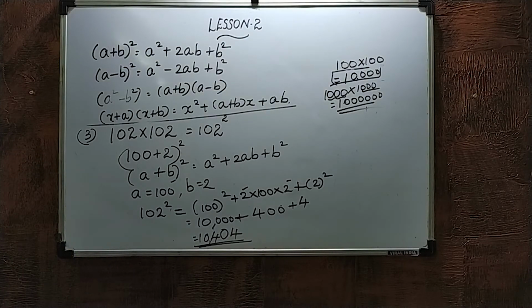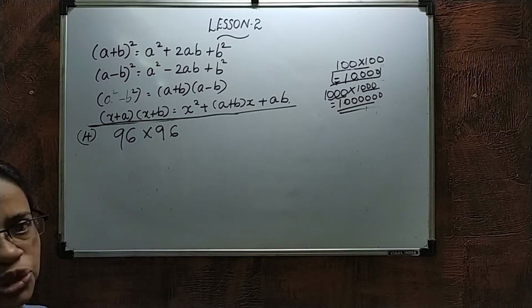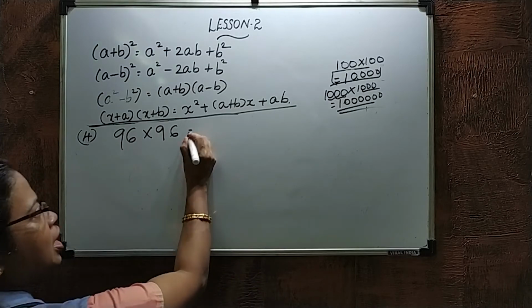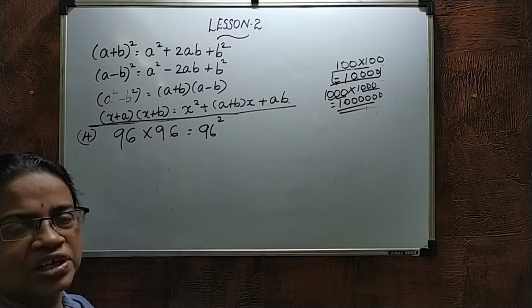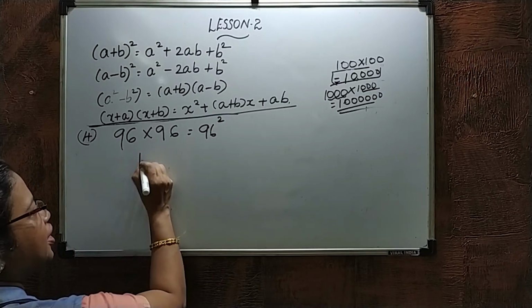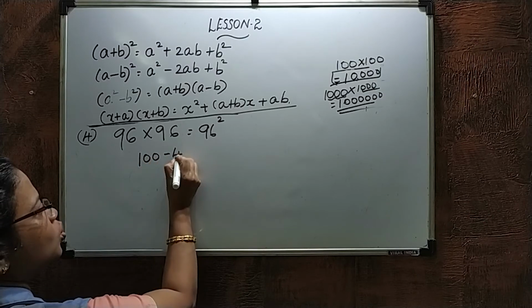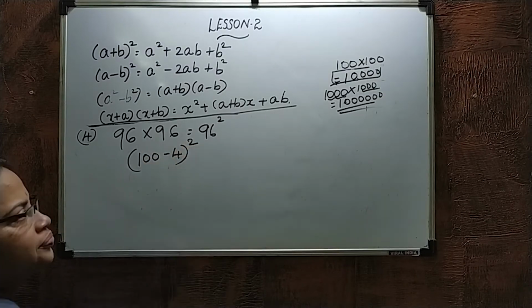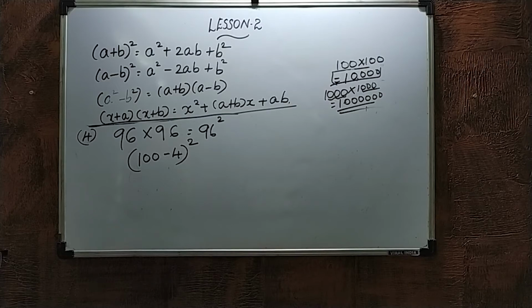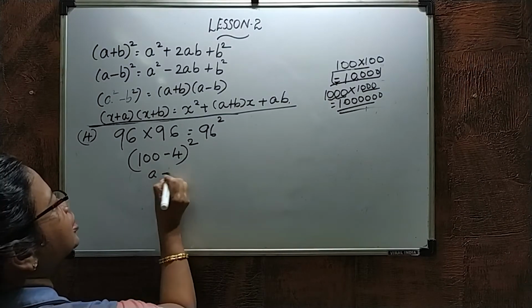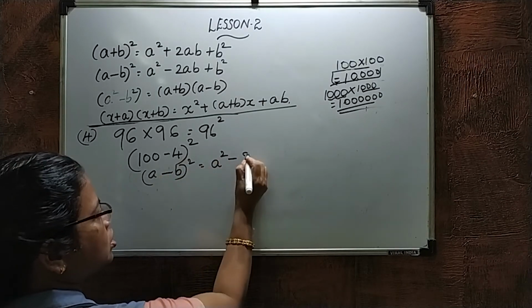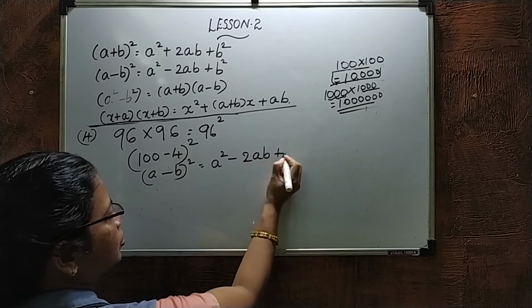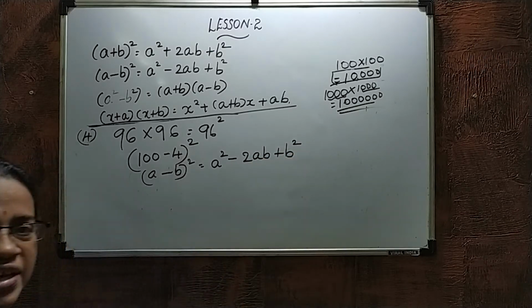Okay, next problem. Fourth question, 96 into 96. This can be written as 96 square. And 96, how will you write it with 100? It is (100 minus 4) the whole square. Can you remember the identity? It is (A minus B) the whole square. What is (A minus B) the whole square? It is A square minus 2AB plus B square.